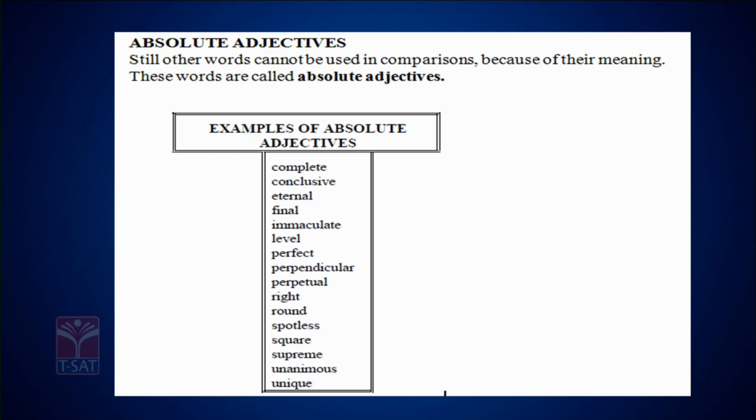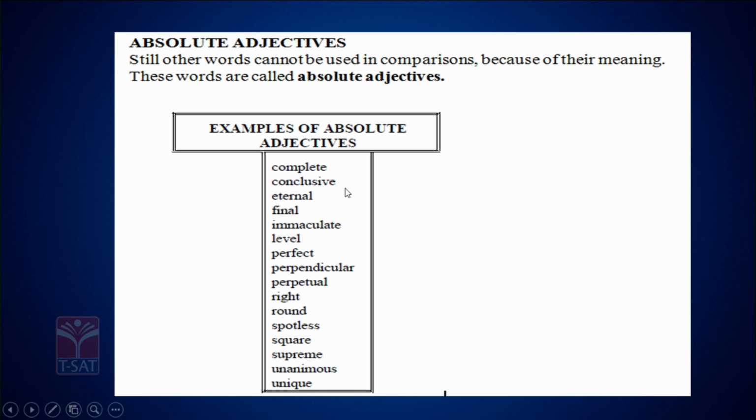Then we have one type of adjectives called absolute adjectives. Okay. This is a list of absolute adjectives, examples of absolute adjectives, right. Still some words cannot be used in comparisons because of their meaning. So, words which cannot be used in comparisons are called absolute adjectives.